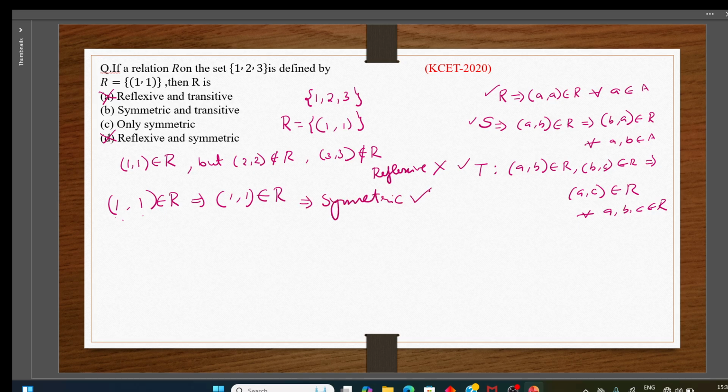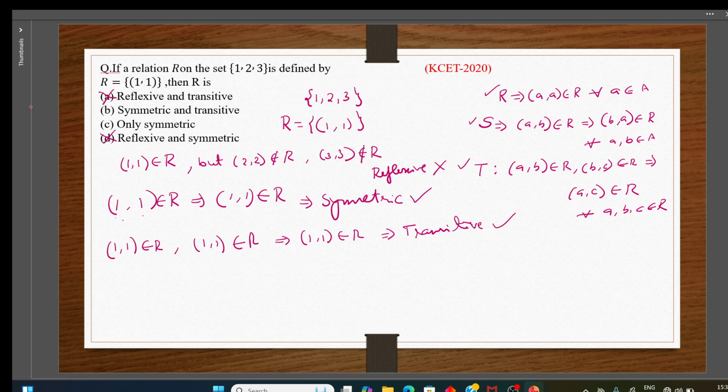Symmetric is satisfied. Now check transitive. Transitive means if (A, B) belongs to R and (B, C) belongs to R, it implies (A, C) belongs to R. Simple. (1, 1) belongs to R means (A, B) belongs to R. Again (1, 1) belongs to R, again (B, C) belongs to R, it implies again (1, 1), that is (A, C), belongs to R. So here transitive is satisfied.